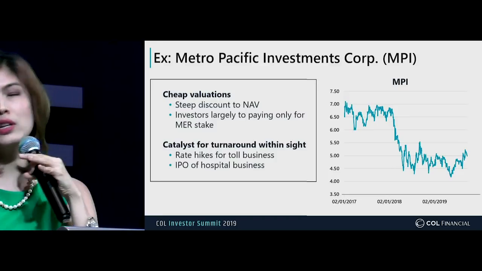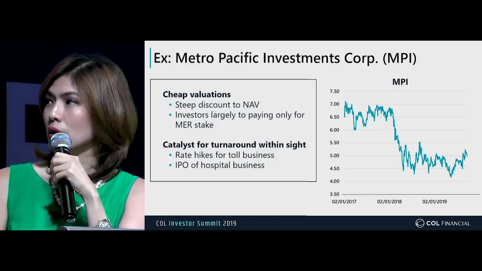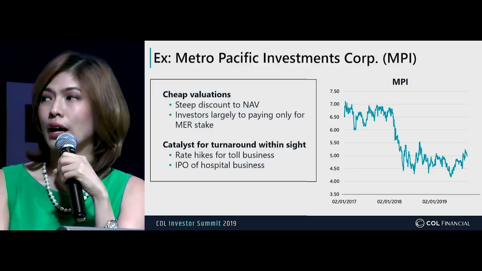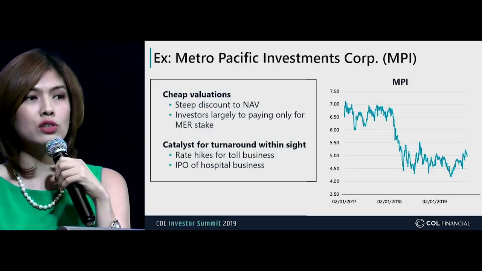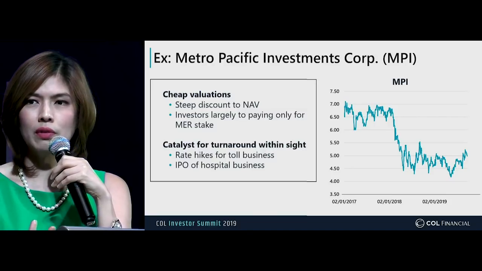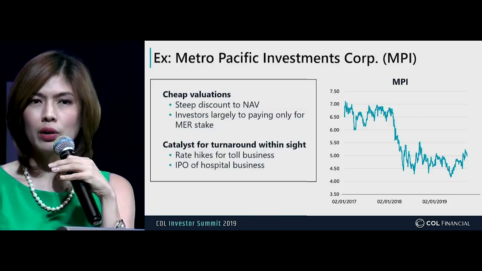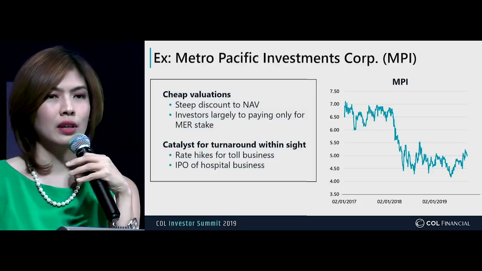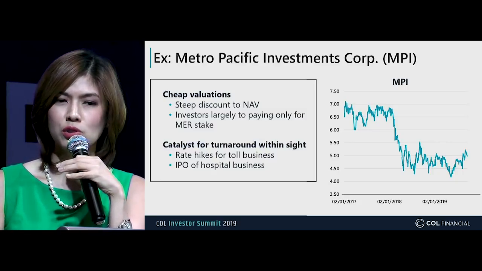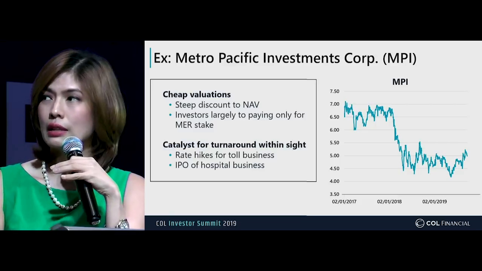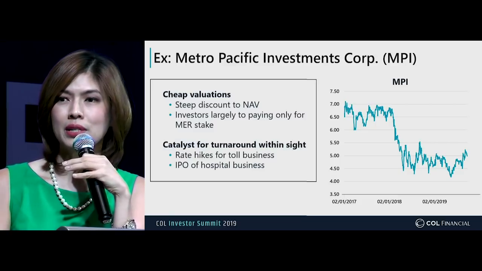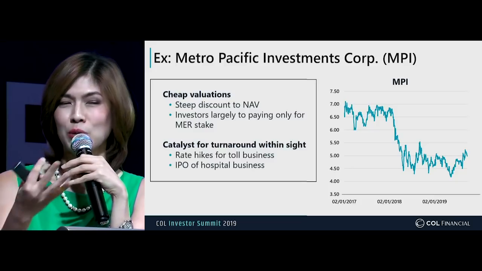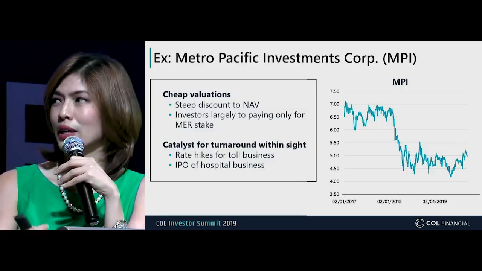Okay? So valuations are really very cheap. Okay, it's trading at a steep discount to its net asset value. And in fact, investors who own MPI or are buying MPI now are only paying for the value of its shares in Meralco. And of course, we know MPI also owns shares in toll roads such as SLEX and the water business. Parang libre na lang yun. Halos wala ka nang binayaran. Parang I think 12 billion for all of that and even the hospitals.